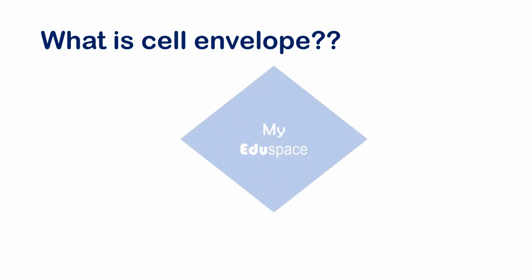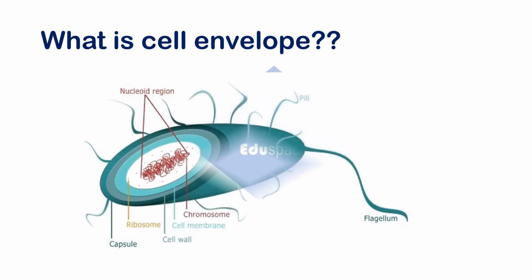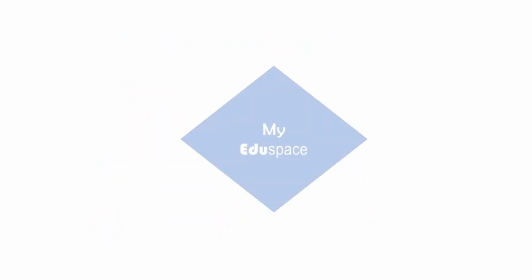So, in this diagram, the three layers are clearly visible: the outermost, the middle, and the innermost. The outer one is called glycocalyx, the middle one is called cell wall, and the innermost one is called cell membrane or plasma membrane. They form the cell envelope. Let's take these three layers one by one to understand more.